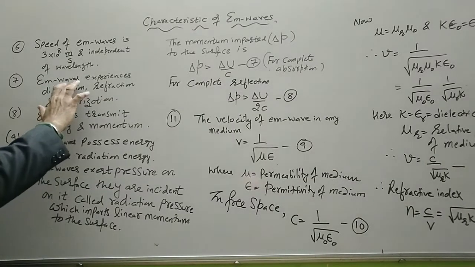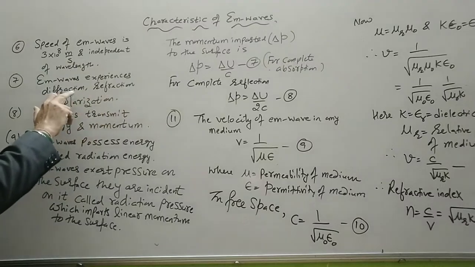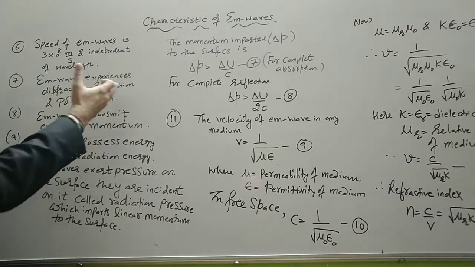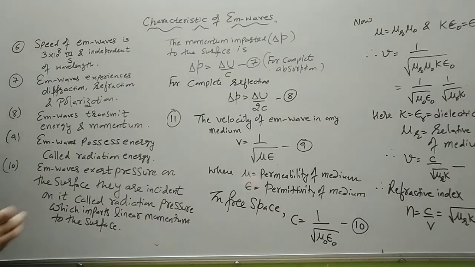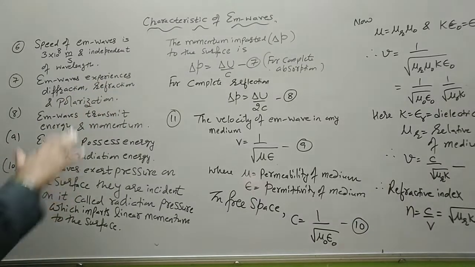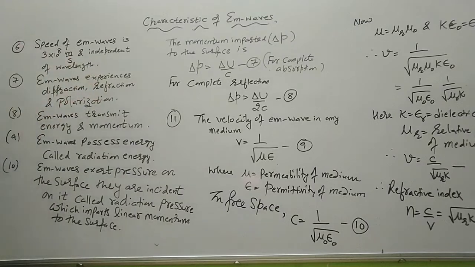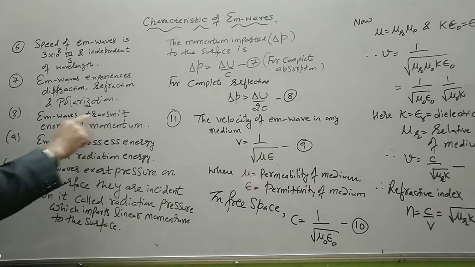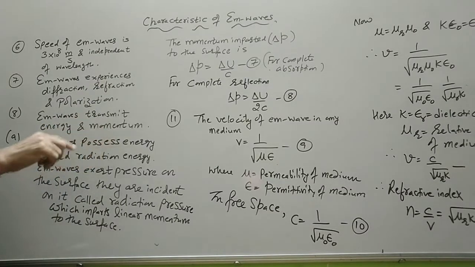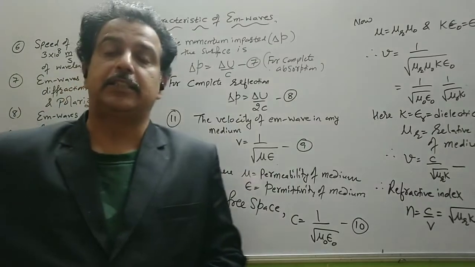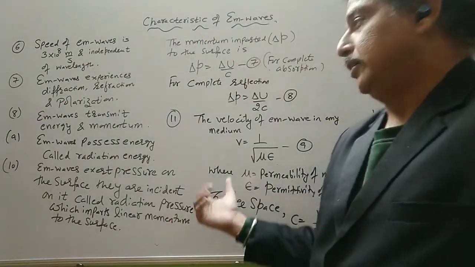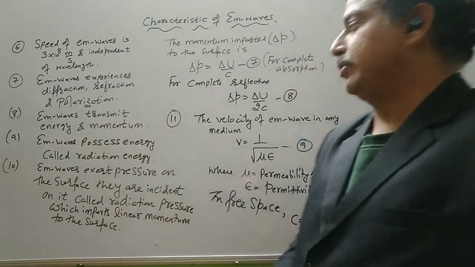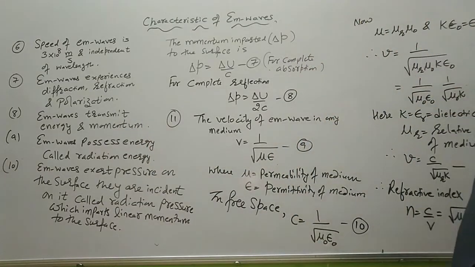Then electromagnetic waves show the phenomenon of diffraction, reflection, refraction and polarization. So you have studied all these phenomena. Electromagnetic waves also experience diffraction, refraction and polarization. Then electromagnetic waves transmit energy and momentum when they travel from one place to another. For example, the light coming from the sun is an electromagnetic wave. So the energy is transferred from sunlight to us. At the same time, the momentum is also transferred from one place to another.